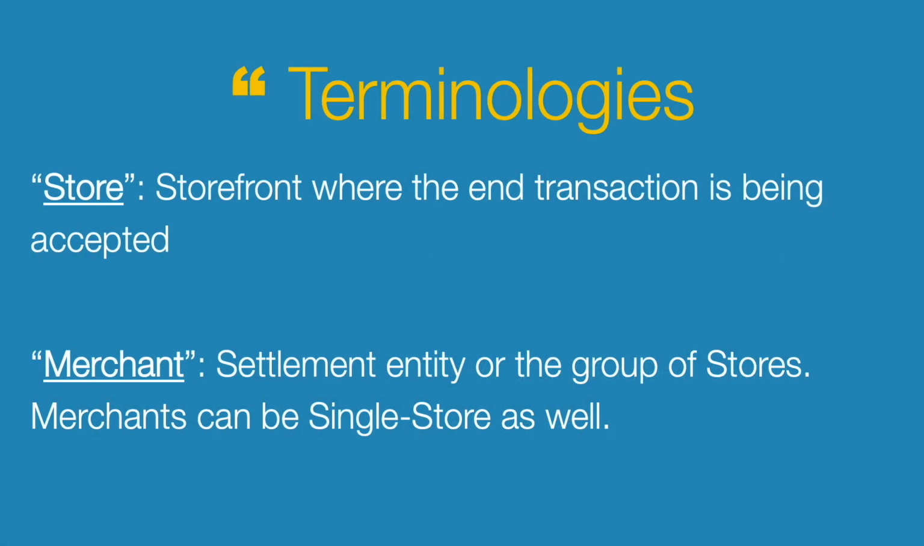In this video, the word store refers to the storefront where the end transaction is being accepted. It could be an e-commerce store or it could be a physical store. The word merchant refers to the settlement entity for the stores. A single store can have a single merchant attached to it, or a group of stores can be attached to a merchant. So a merchant is more like a virtual entity, whereas the store is where the actual transaction is being performed.